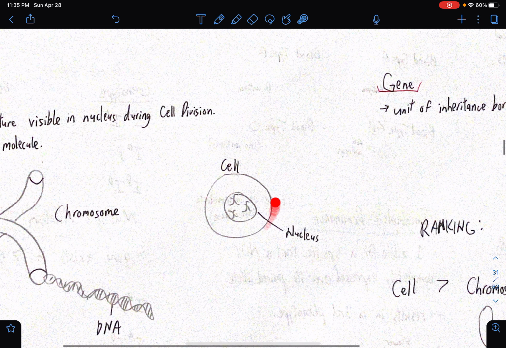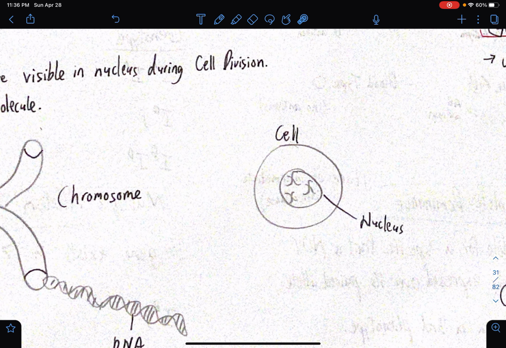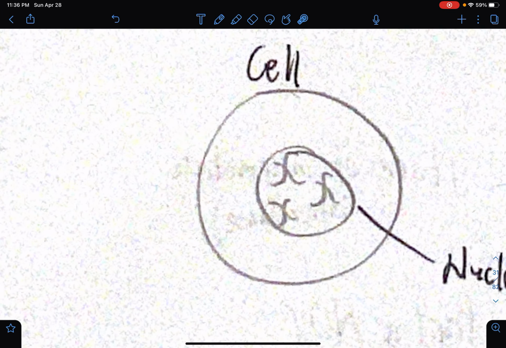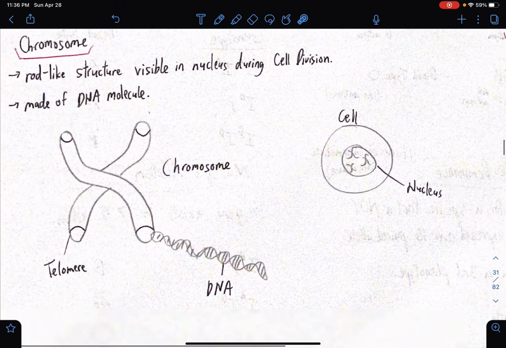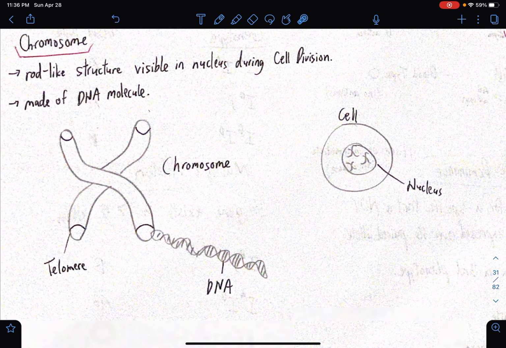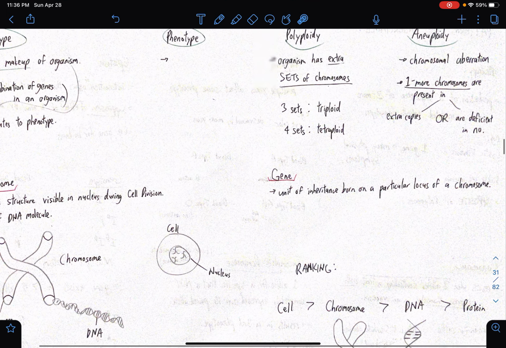And yeah, this is a typical cell, and the nucleus will always be inside the chromosome. The chromosomes are inside the nucleus. So as you can see there, those X's, it's basically this one in a smaller form.